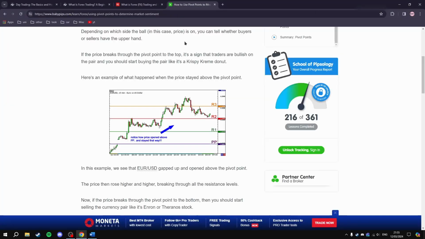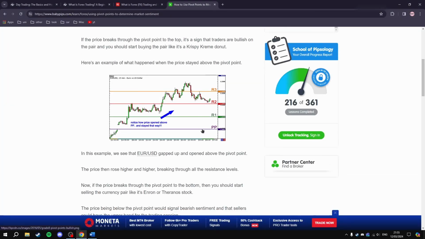If the price breaks through the pivot point to the top, so going upwards, it's a sign that traders are bullish on the pair, and you should start buying the pair like it's a Krispy Kreme donuts. Here's an example of what happened when the price stayed above the pivot points. Notice how price opened above the pivot point and stayed that way. In this example, we see that Euro USD gapped up and opened above the pivot points. The price then rose higher and higher, breaking through all resistance levels.